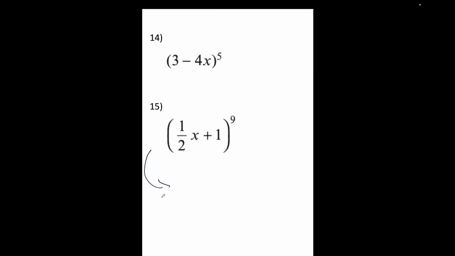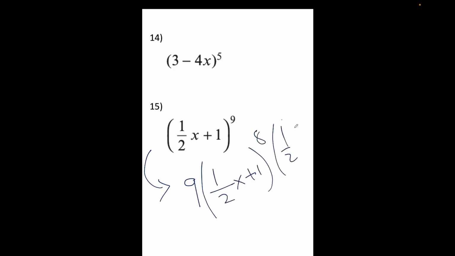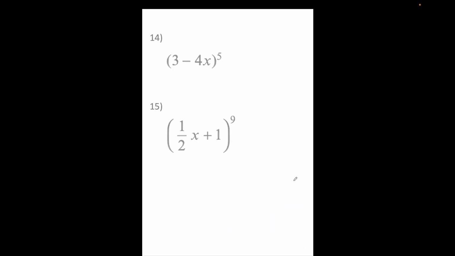You can guess what this becomes. Tell me the first step. Did you recognize it's 9 bracket half x plus 1 to the power of 8 times the whole thing by half, which you can evaluate? You don't need to be told it can be simplified into 4.5 bracket half x plus 1 to the power of 8, just like that. Hopefully you know much better now what to do in these types of scenarios.